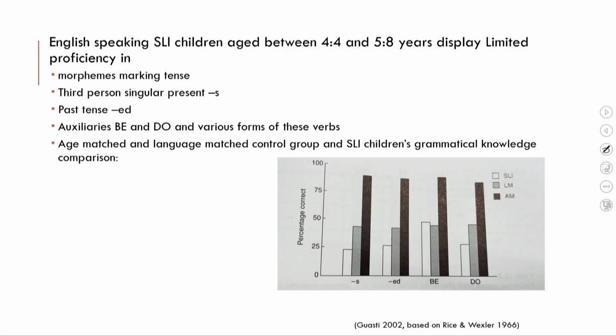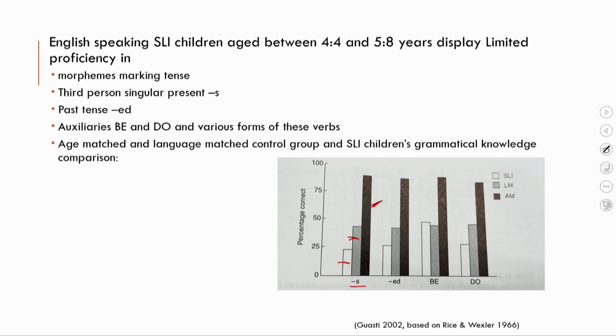So, this is a graph that the study presents. This is the age matched group, their performance. This is the language matched group and this is the SLI group. As you can see, the difference in performance between the age matched and the SLI group is very high. Language matched is when they have the language matched, but maybe not age matched. So, they are somewhere in between, but the difference between this and this is quite striking, and this difference persists in all the grammatical cases, on all the parameters on which they studied.